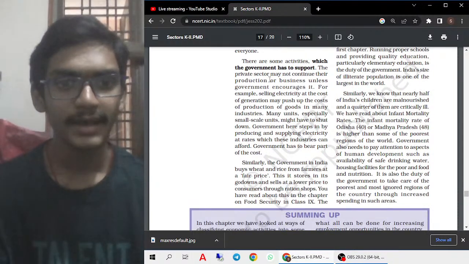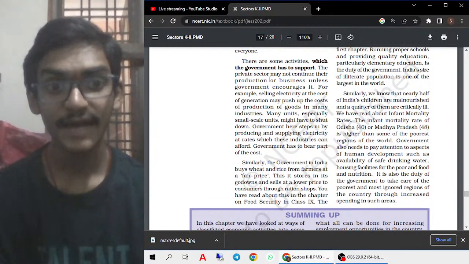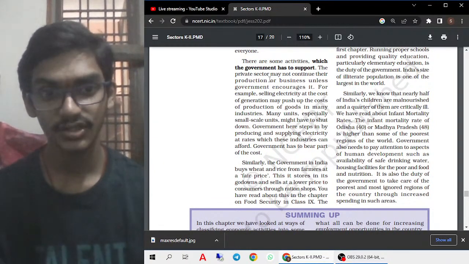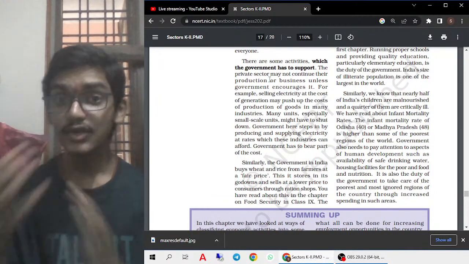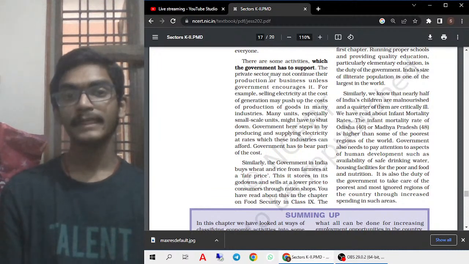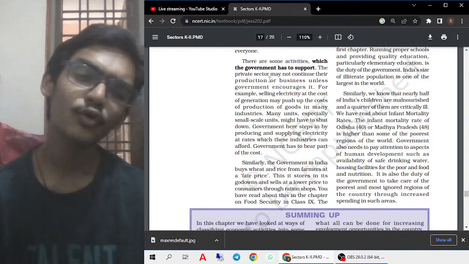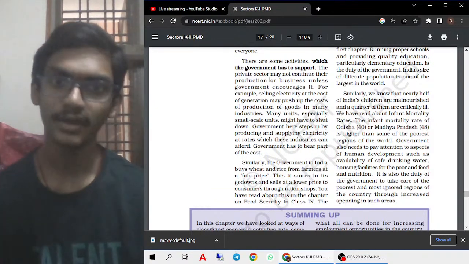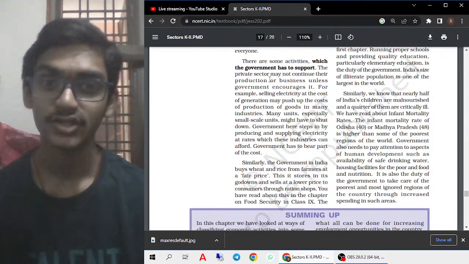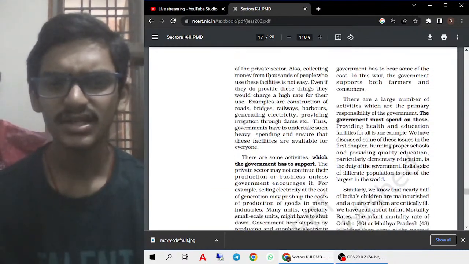Many small scale units might also have to shut down. Why do they have to shut down? Because of increasing production costs, more demand, and huge competition between the large companies and the large private sectors. They have to close down. You'll learn more about this in the 4th chapter, that is globalization, where you learn the impact of globalization and everything.